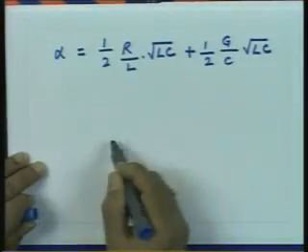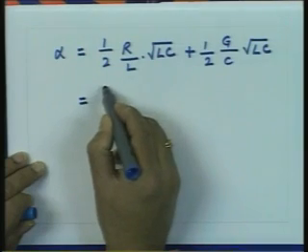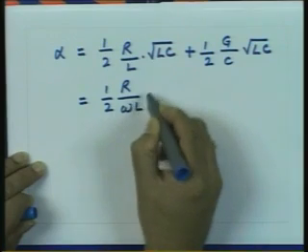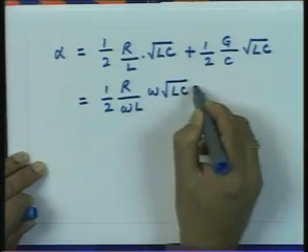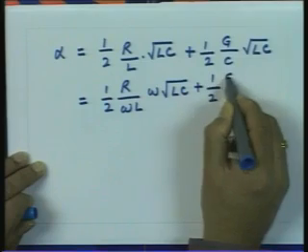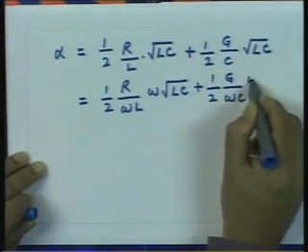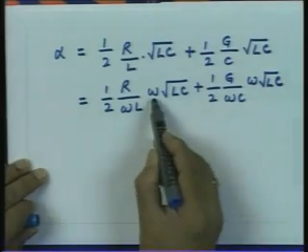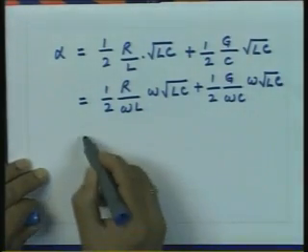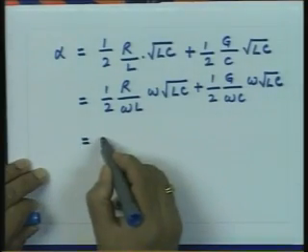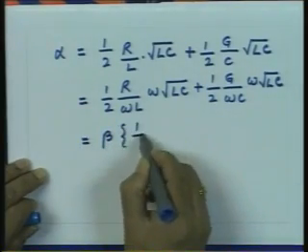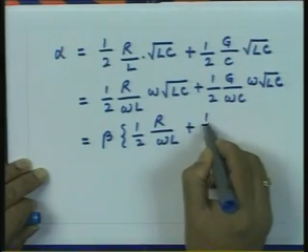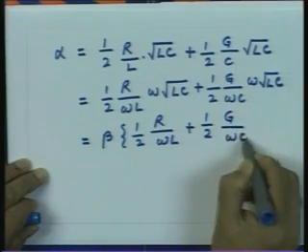Multiplying numerator and denominator by omega, this can be written as half R upon omega L times omega square root LC, plus half G upon omega C times omega square root LC. And as we have seen earlier, this quantity omega square root LC is nothing but beta. So, this I can write as beta into half R upon omega L plus half G upon omega C.